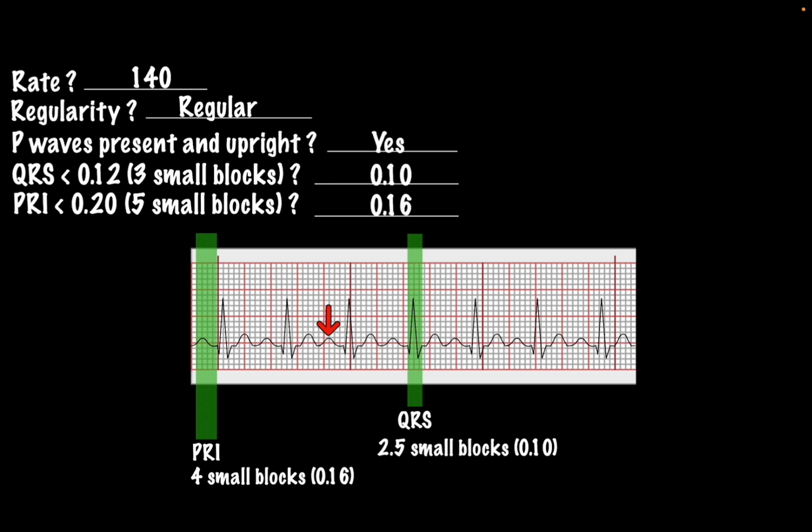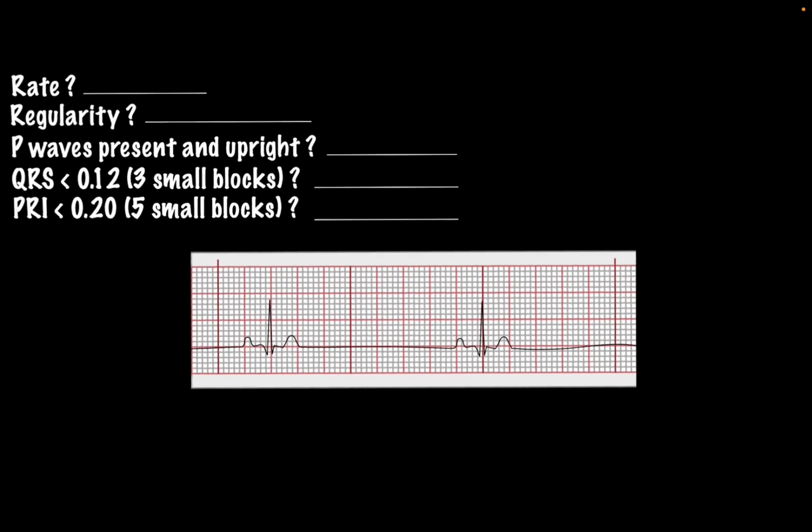Now is your time to shine. So the only thing abnormal with this particular strip is the rate. We know that it's sinus because we got a P wave with a normal PRI. We know it's regular. So that means this rhythm is, hopefully you said, sinus tachycardia. All right. Let's try one more.